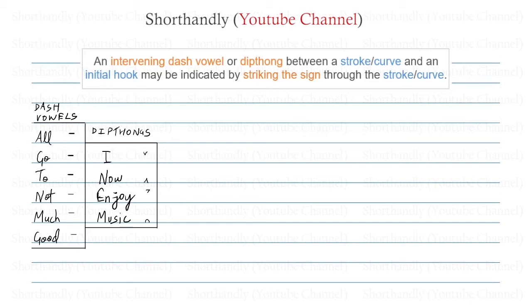The only thing that has changed in this statement is, in the previous statement we saw how to represent the dot vowels between a stroke or a curve and an initial hook. But in this statement we're going to see how to represent the dash vowels or diphthongs that come between the stroke or a curve and an initial hook. And you can see that these are the dash vowels and these are the diphthongs that we have already learned in the previous lessons. Okay, so now let's take a word.